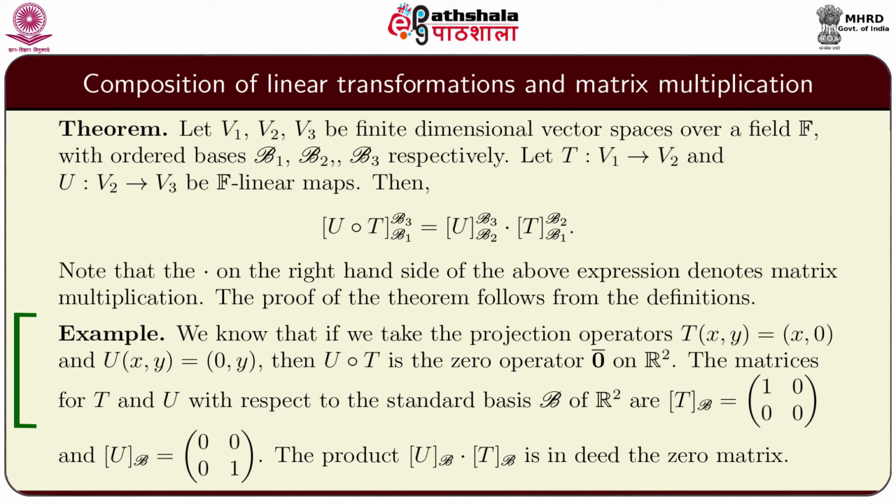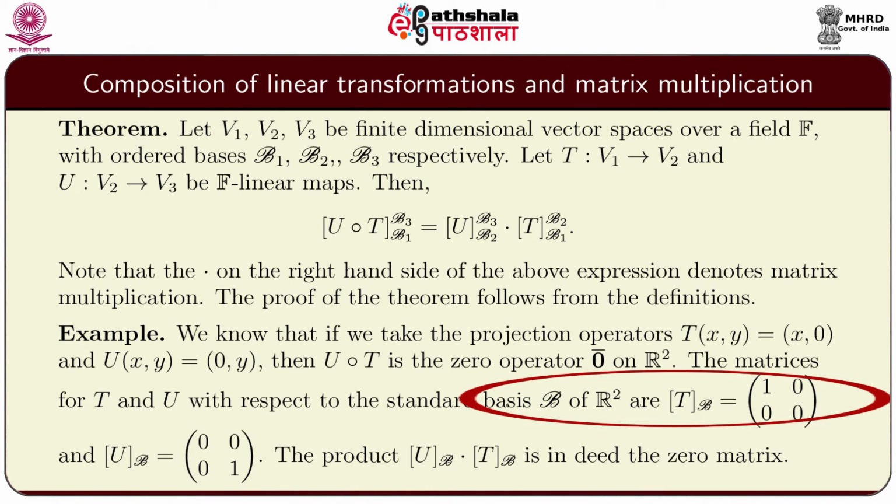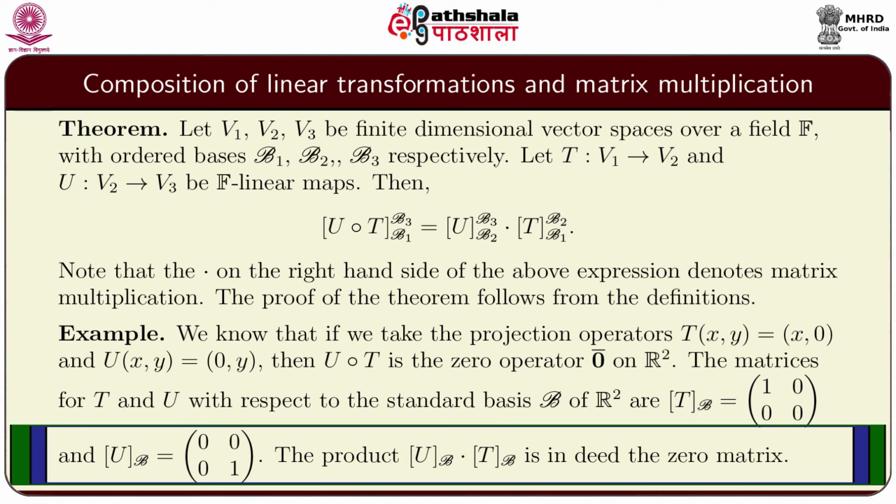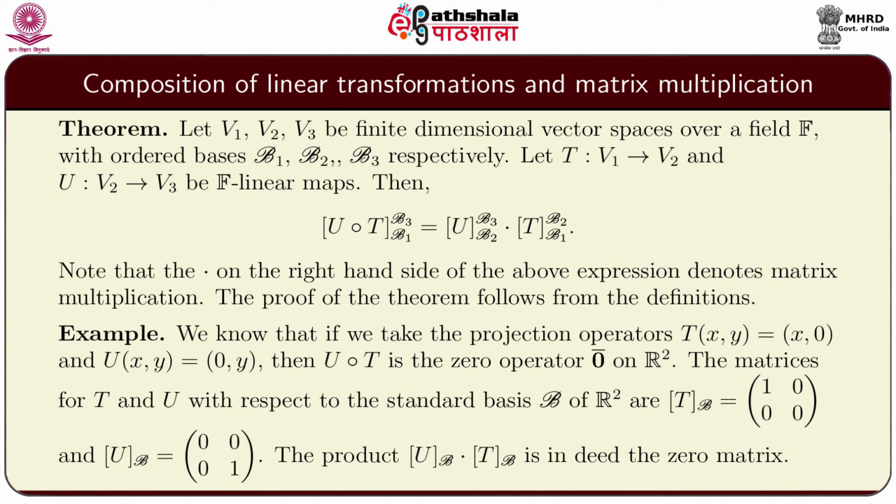Let us verify this theorem with the help of the example of projection operator. We have already seen the projection operators T of (x, y), which is the projection onto x axis, and U of (x, y), which is the projection onto y axis. Then U circle T is nothing but the 0 operator on R2. If we choose the standard basis of R2, then the matrices for T and U with respect to the standard basis B of R2 are [T]B, which is [[1, 0], [0, 0]], and [U]B, which is [[0, 0], [0, 1]]. We have already seen that the composition function is the 0 linear transformation, the 0 operator on R2, and here we can verify that the product of these two matrices is also nothing but the 0 matrix.